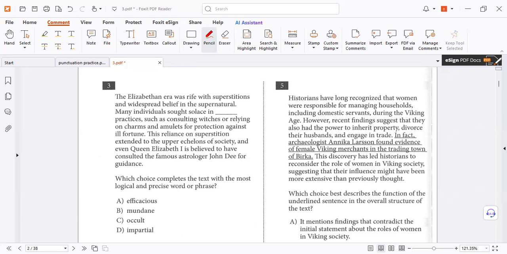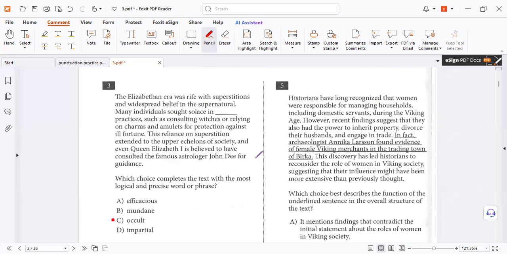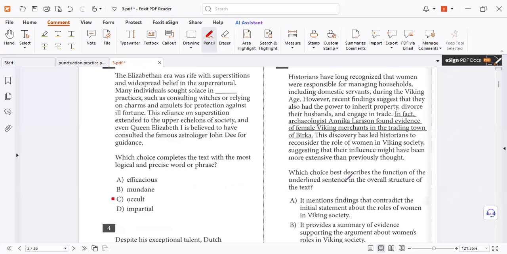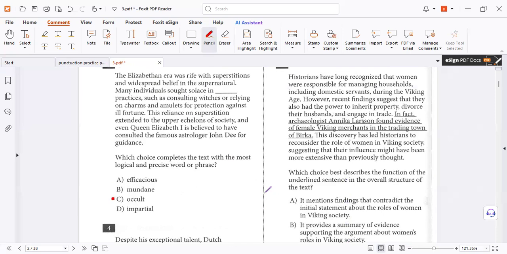Letter C. Letter C. Good hunt. Letter B. Letter B. Good homework. Is it letter C? Letter C. Good hunt.